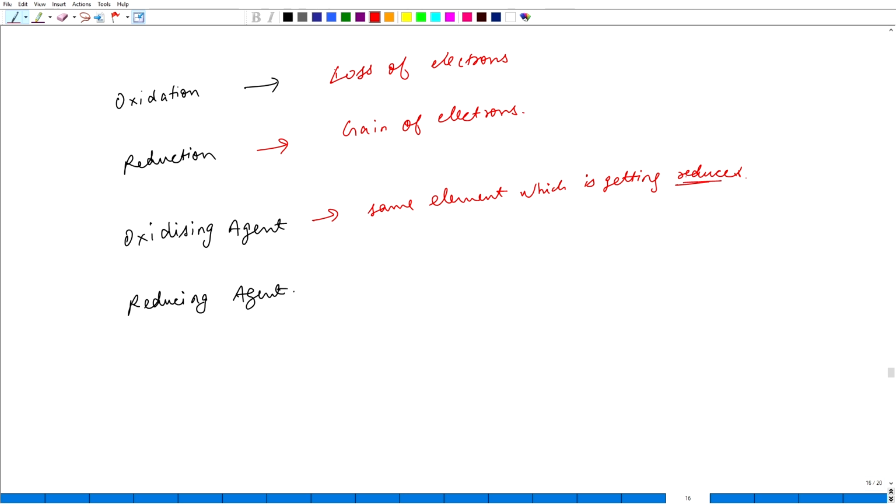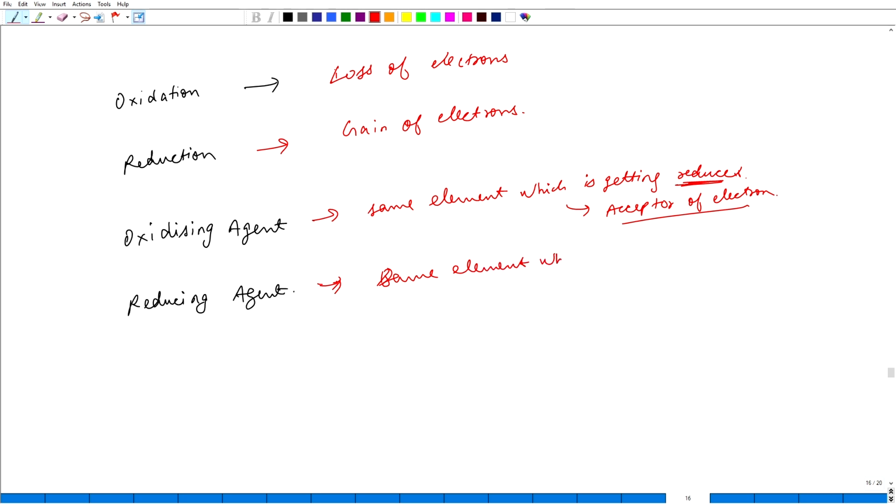And which element gets reduced? The element that gets reduced is the acceptor of electrons. Whichever element accepts electrons is responsible for the other element getting oxidized. Let us say chlorine is responsible for sodium, because sodium can only lose electrons when there is someone to gain electrons. So, chlorine is responsible for sodium getting oxidized. Chlorine is accepting electrons, it is the acceptor; sodium is the donor of electrons.